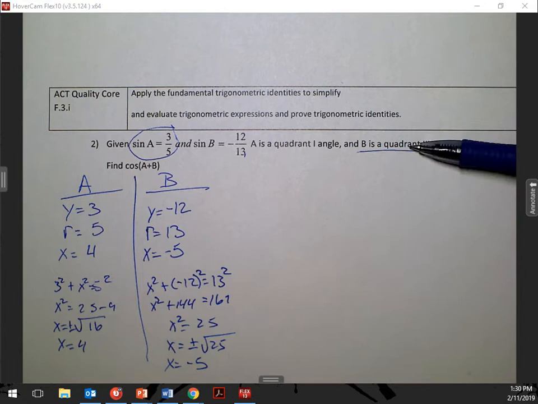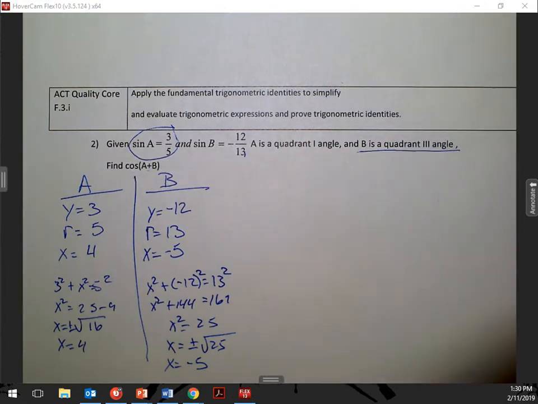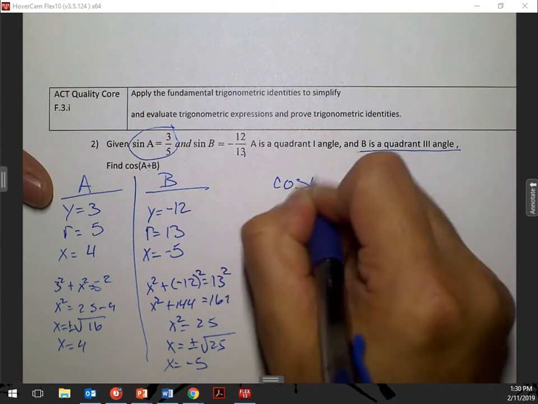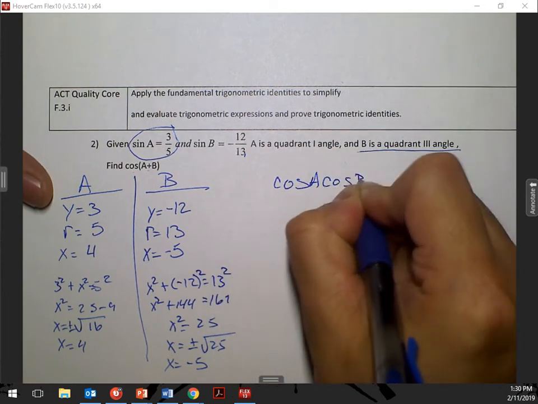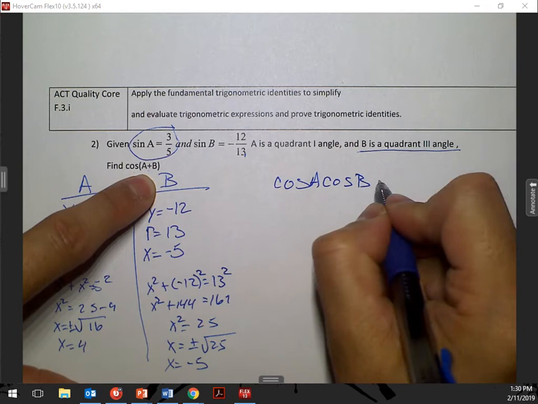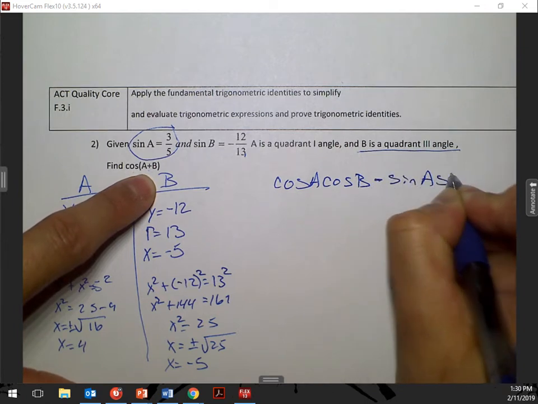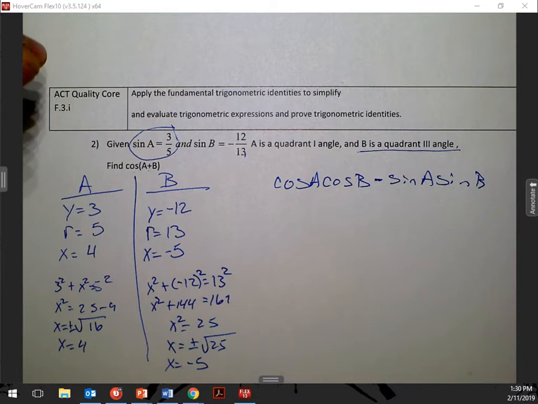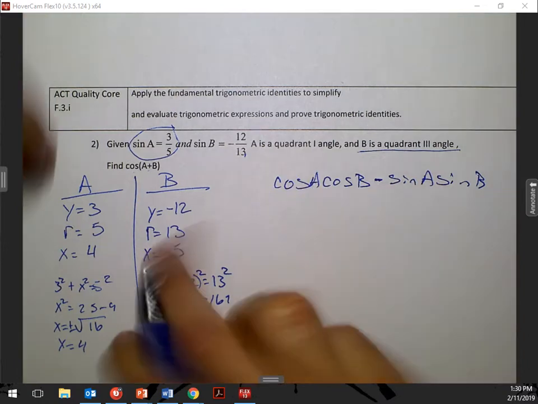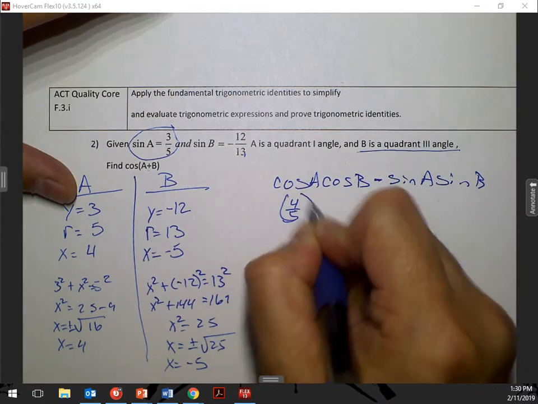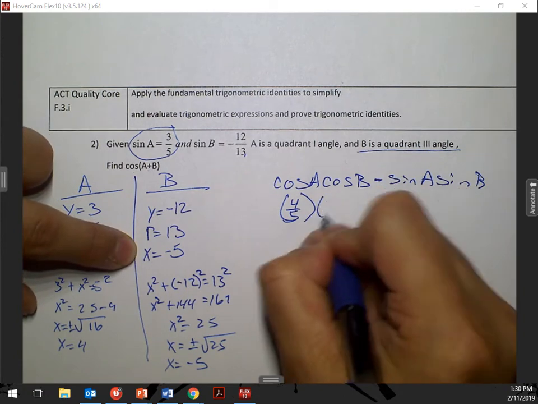Alright. Now it says find cosine of A plus B. So my identity for this one is going to be cosine A, cosine B, and if it's plus here, it's a minus sine. Yes? Okay, let's go ahead. Cosine of A, 4 over 5. Cosine of B, negative 5 over 13.